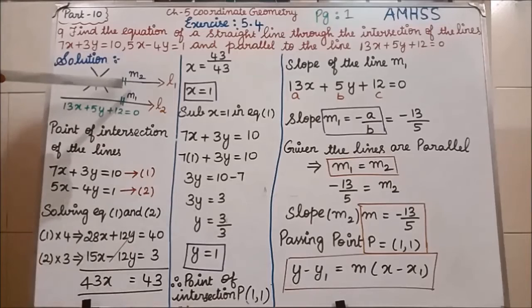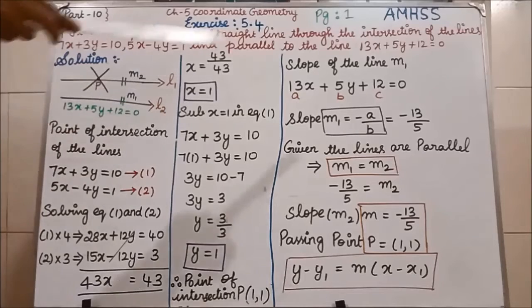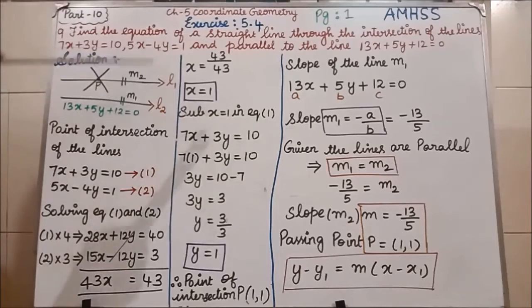So, I am taking this as M1 and this as M2. Here, this line equation they have given, 13x plus 5y plus 12 equal to 0, with this line equation they have given in the question.